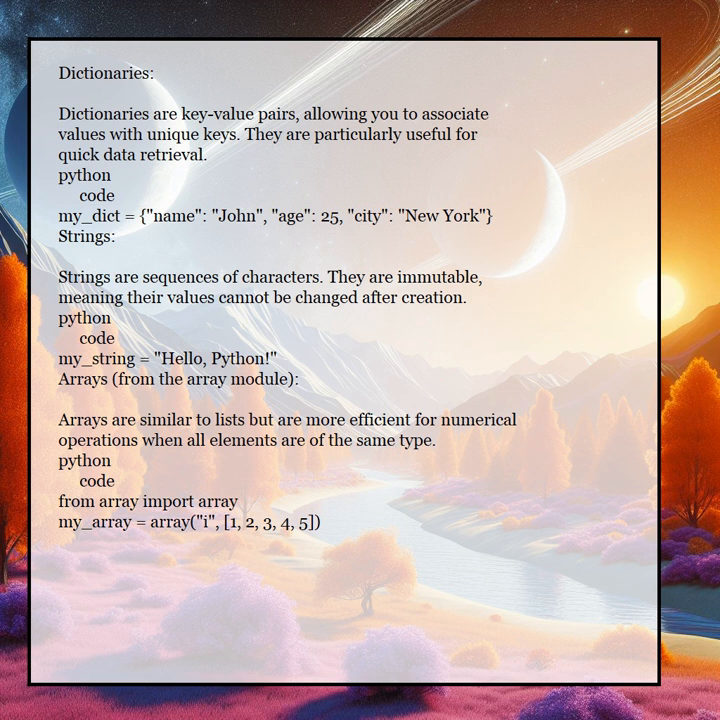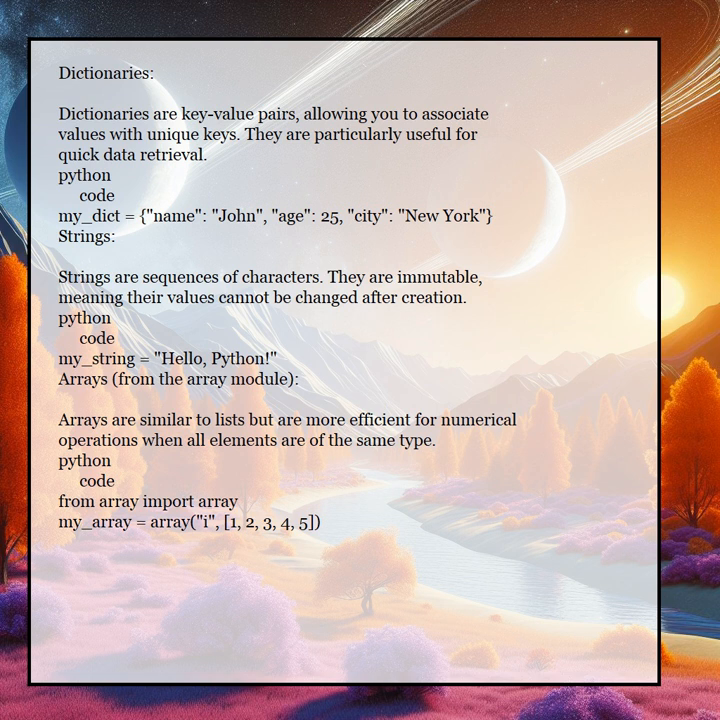Dictionaries. Dictionaries are key-value pairs, allowing you to associate values with unique keys. They are particularly useful for quick data retrieval. Python code: my_dict = {"name": "John", "age": 25, "city": "New York"}.